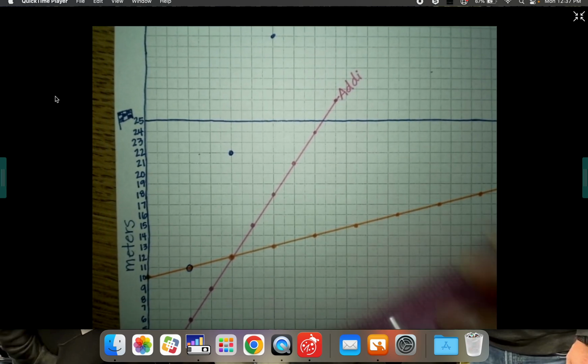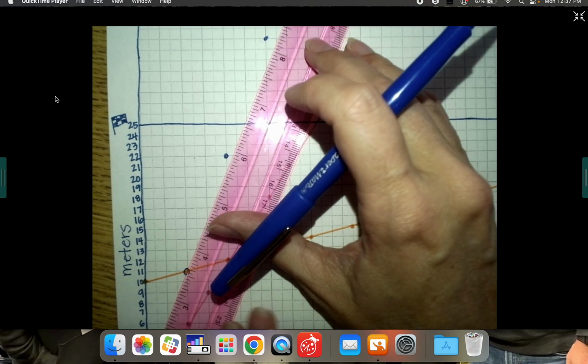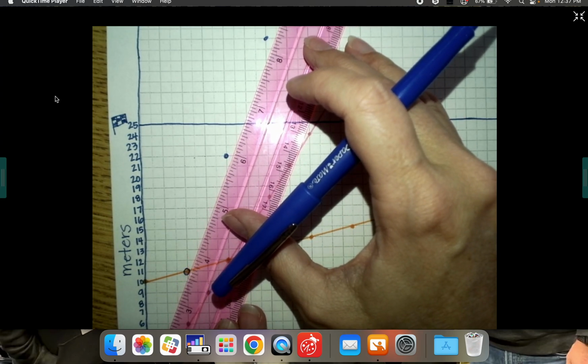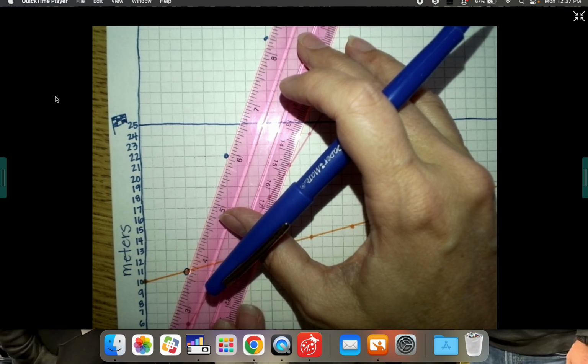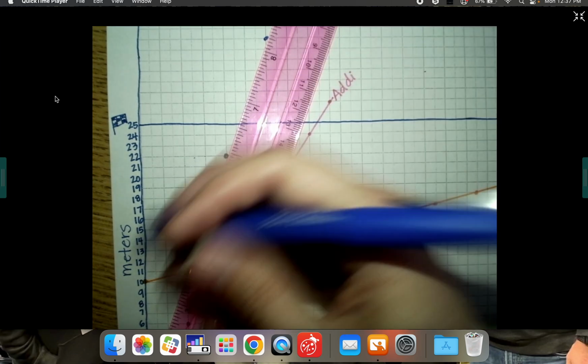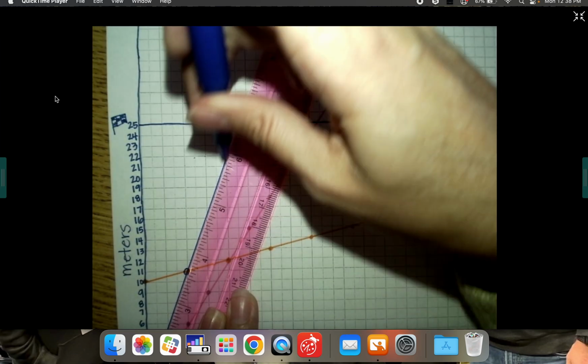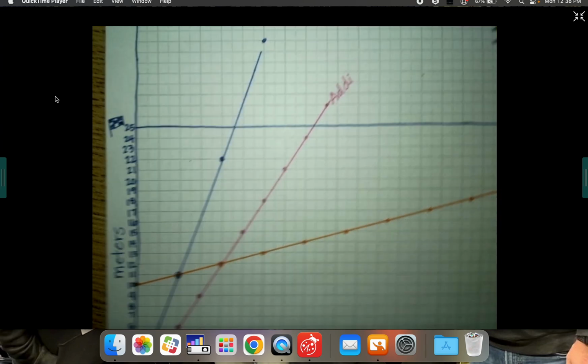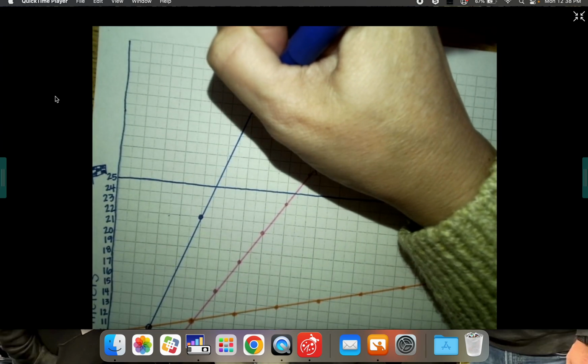So it starts at the origin, goes through just those 4 dots. It is very steep. Do you guys think his line being steep means he's going faster or slower? Definitely faster. This guy is zooming. Okay, be sure you label it David.